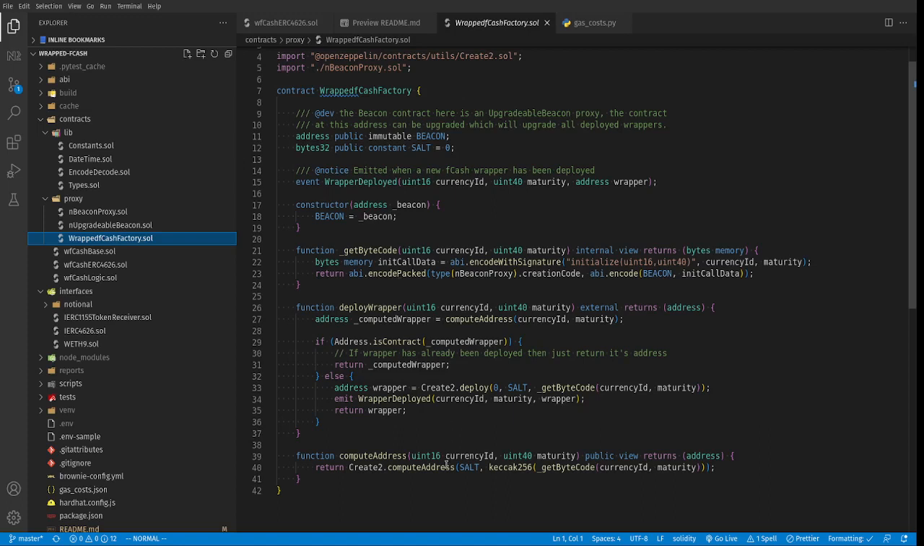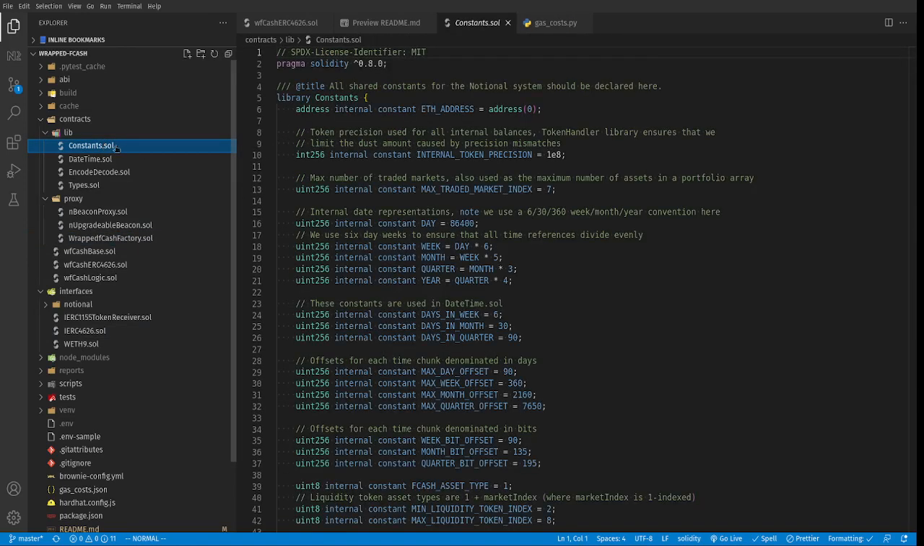The wrapper is going to be the NBeacon proxy. So that's a thin proxy, and it'll be initialized with the currency ID and maturity combination, which identifies the fCash. So currency ID is going to be an auto incrementing integer that's defined on the Notional side that maps to ETH, DAI, USDC, and WBTC. And maturity here is going to be the Unix timestamp of the time when the fCash is going to mature. So this is the factory contract, fairly simple.